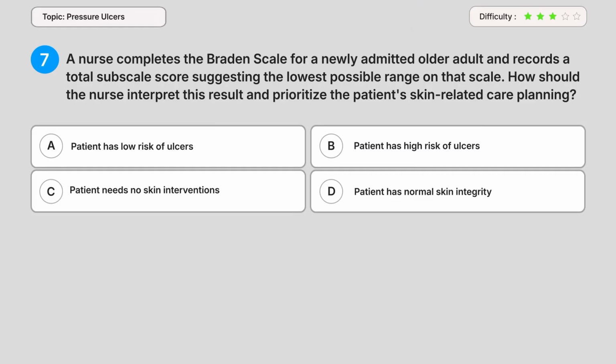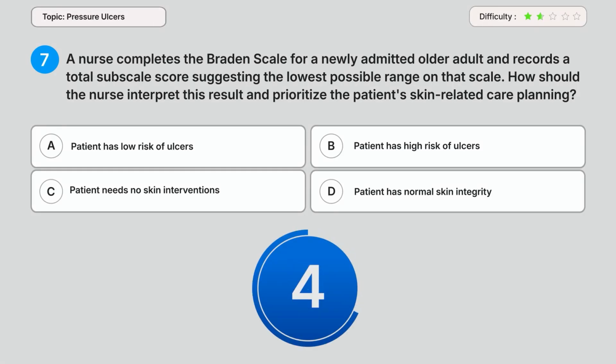A. Patient has low risk of ulcers. B. Patient has high risk of ulcers. C. Patient needs no skin interventions. D. Patient has normal skin integrity. Do you know the answer?